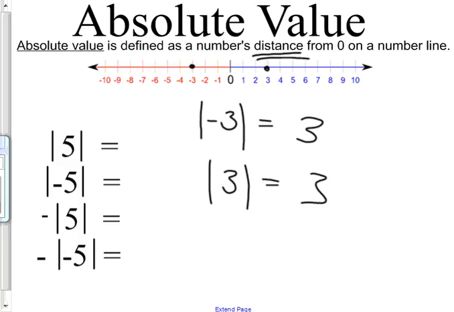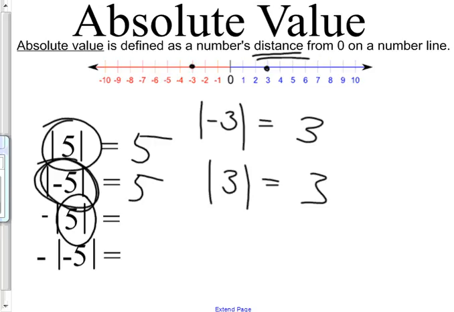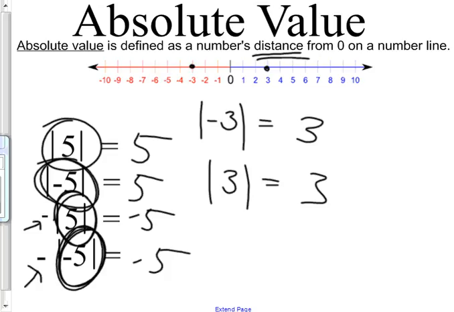Okay, so what's the absolute value of 5? It's 5. How far away is that from 0? 5. Now, how far away is that from 0? And then we make it -5. Good. And how far away is that from 0? And then we make it negative. So you can have negatives, but only if you put the negative on the outside.